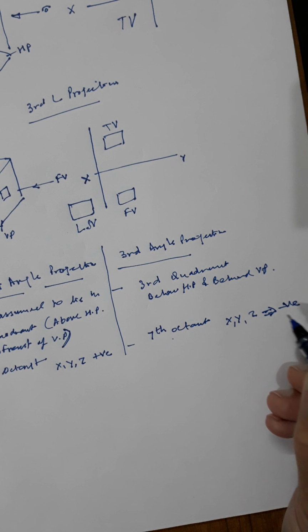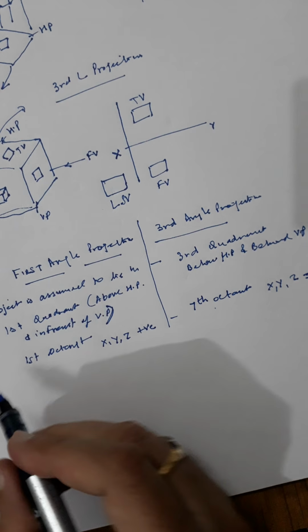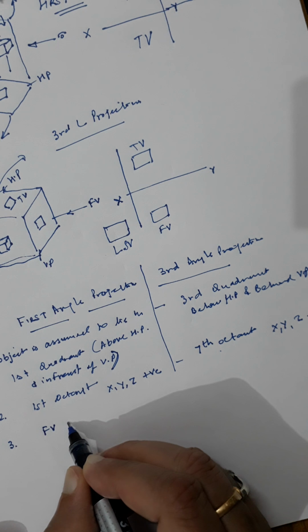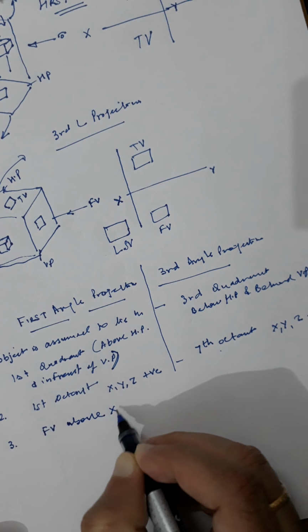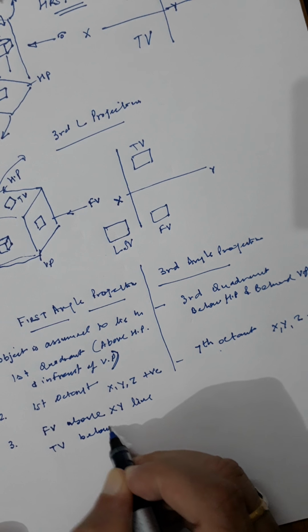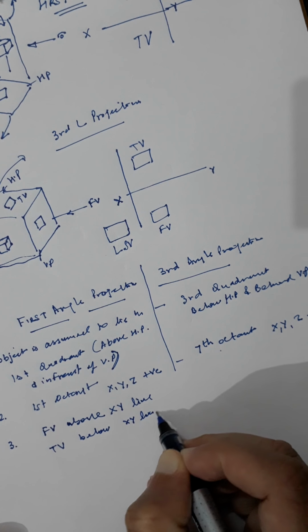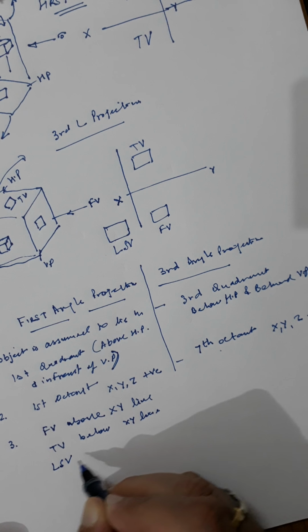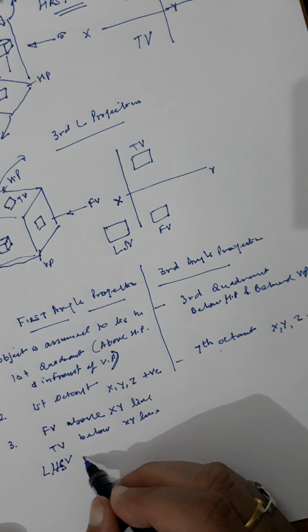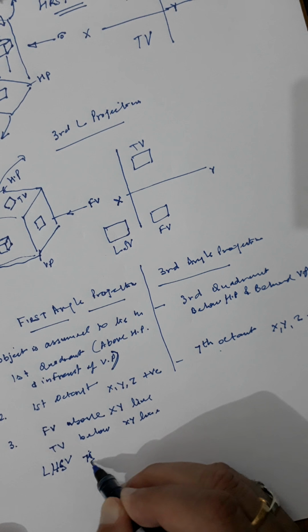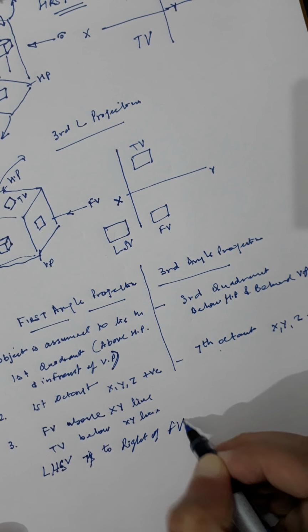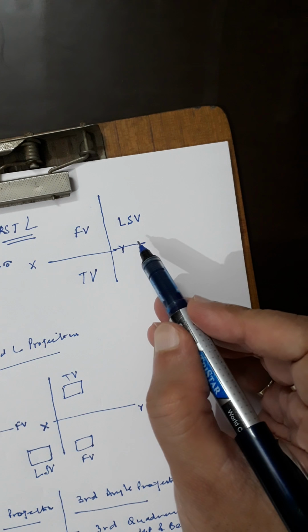Okay, all x, y, z are negative. Now third, here you can see front view is above the xy line, top view is below the xy line, and left hand side view is to the right of the front view. Here you can see left hand side view is to the right of the front view.